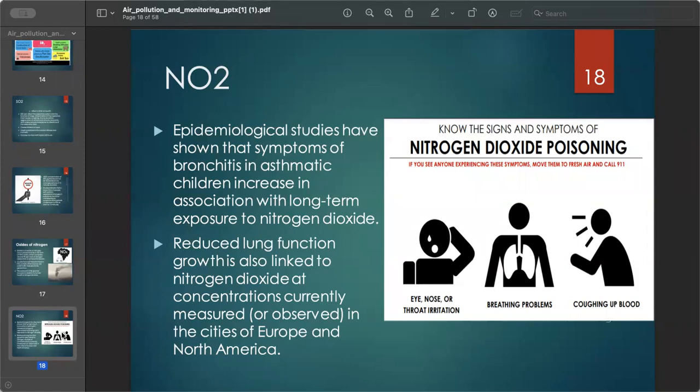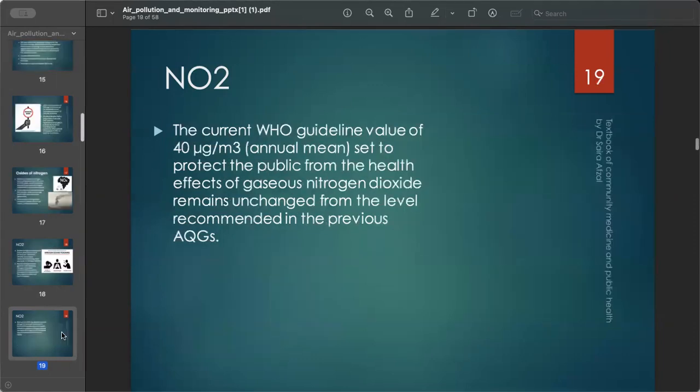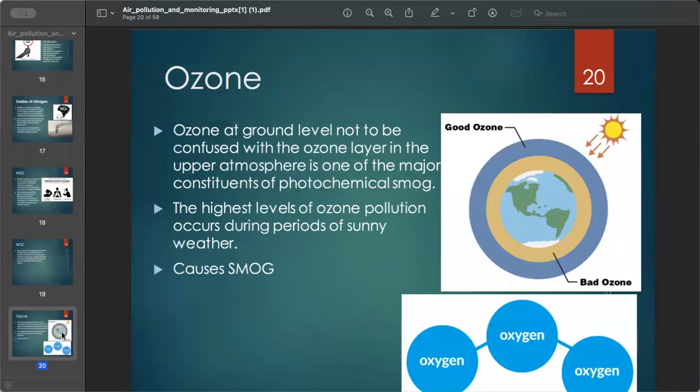The nitrogen dioxide poisoning symptoms include eye, nose, or throat irritation, breathing problems, coughing up blood. The current WHO guideline value of 40 microgram per cubic meter, set to protect the public from the health effects of the gas nitrogen dioxide, remains unchanged from the level recommended in the previous AQGs.